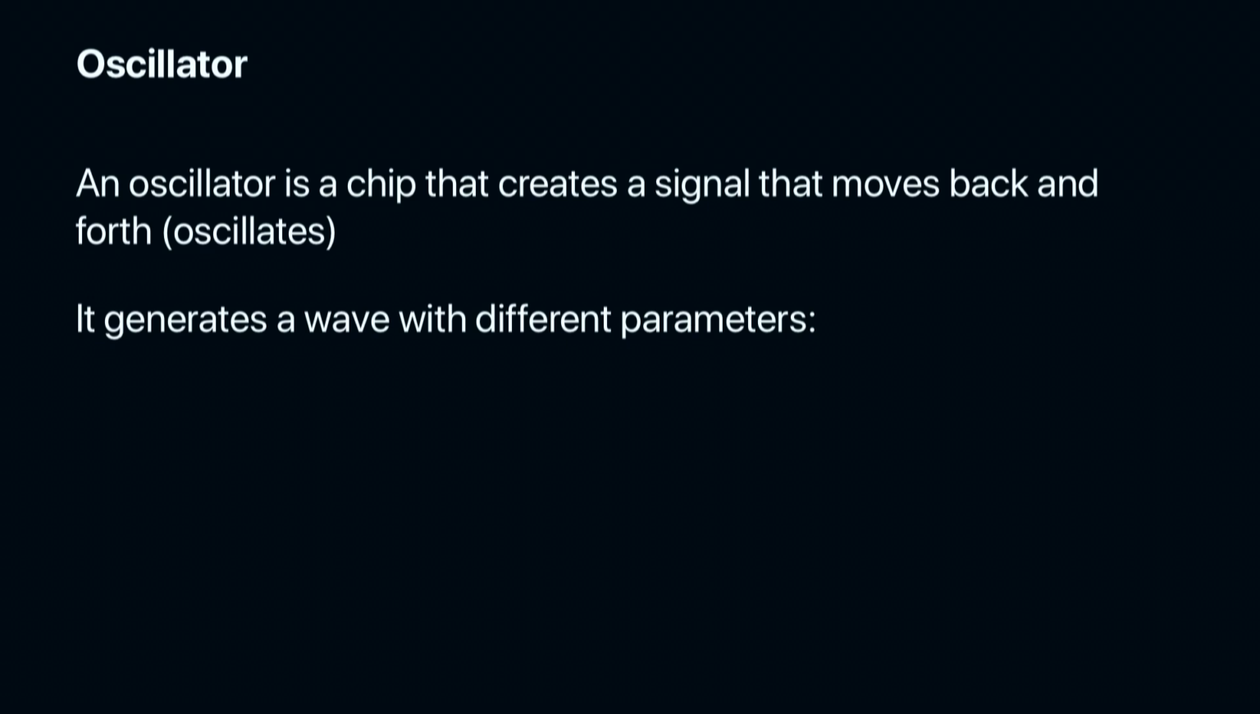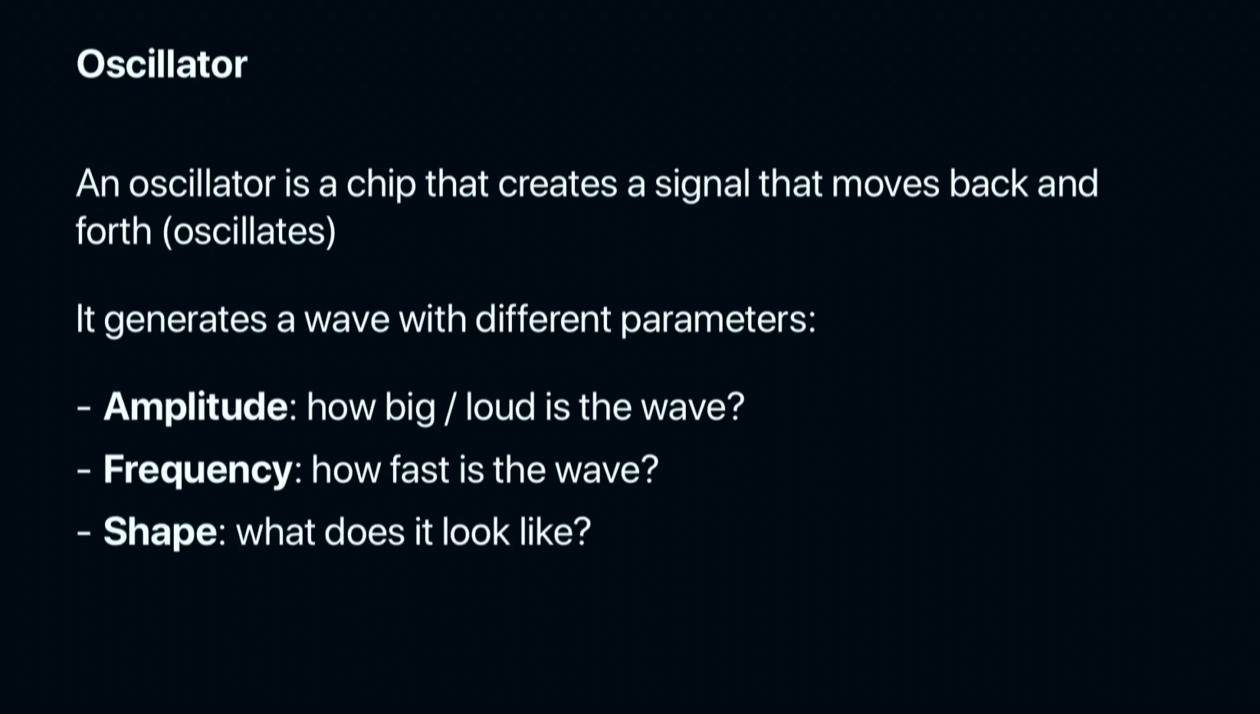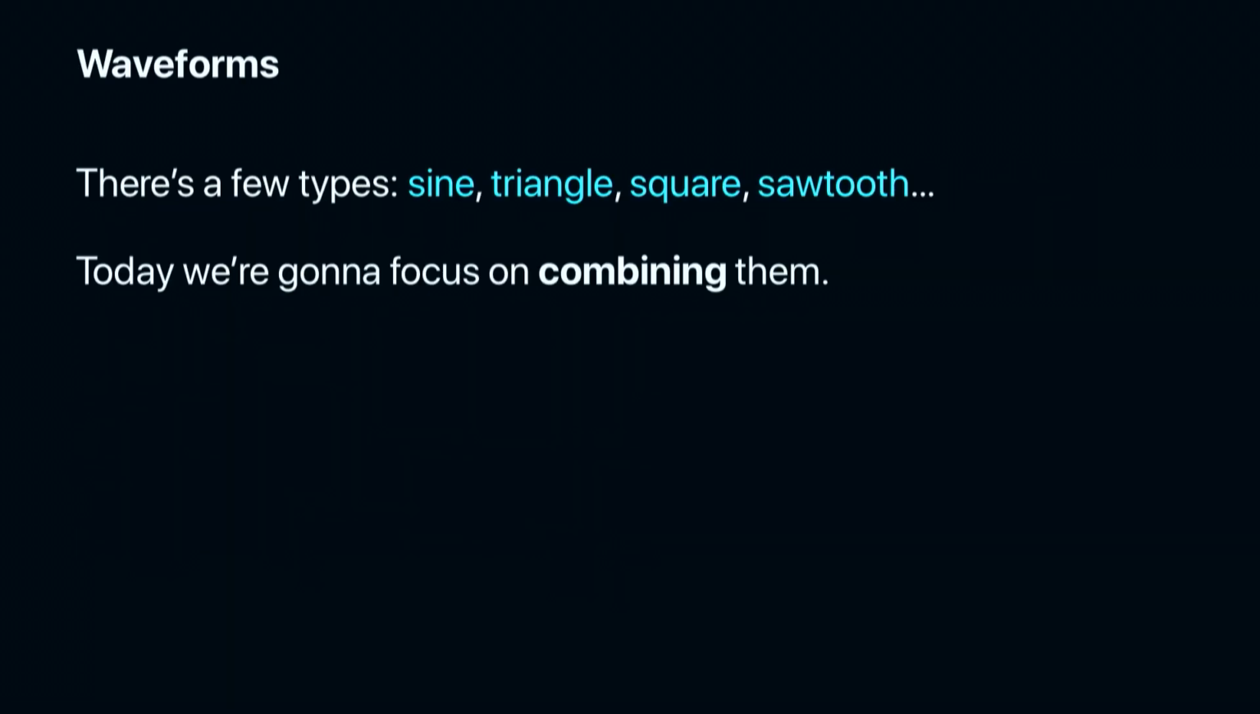And it generates a wave with different parameters. The first is the amplitude, how big or how loud is the wave. The frequency, how fast is the wave? And the shape, what does it actually look like? And so defining what it looks like, it comes down to some singular terms that we've used over time to define them. So there's sine, triangle, square, and sawtooth. But today we're really going to focus on what happens when we start mixing them together.